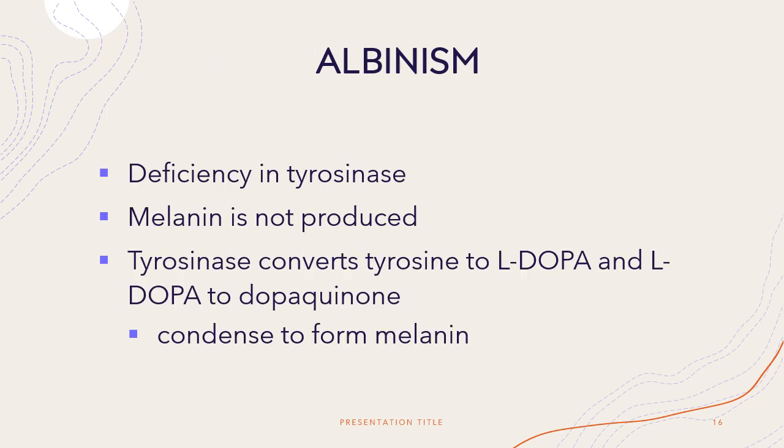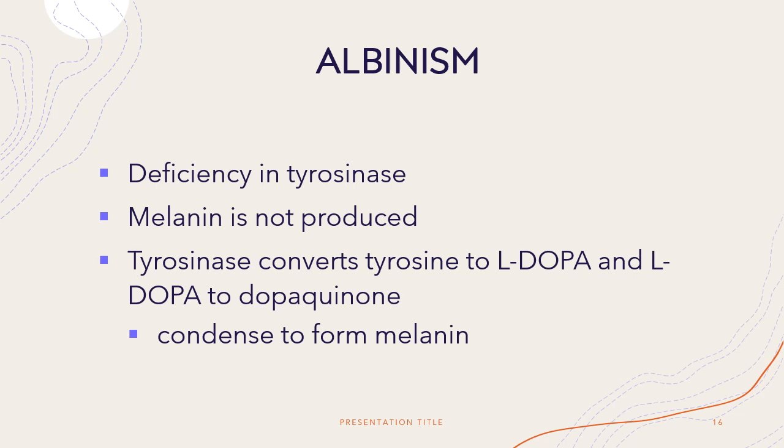Then you have albinism, a genetic defect with serious consequences. It is caused by a deficiency in tyrosinase. Melanin, the black pigment present in the skin, the hair, and the eyes, is formed from tyrosine in several types of cells.